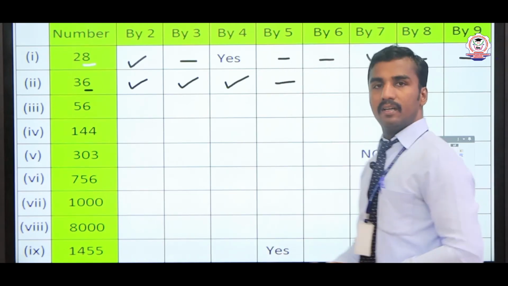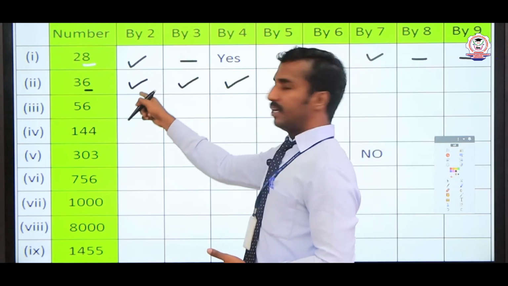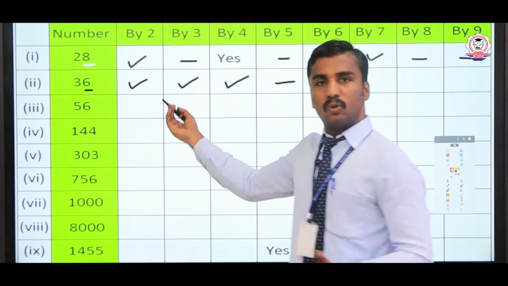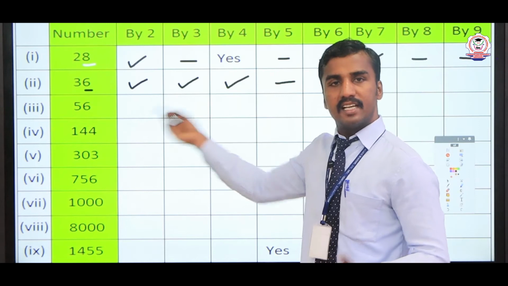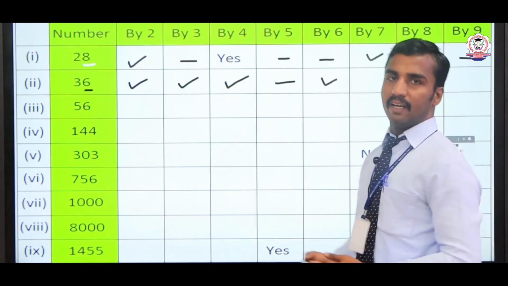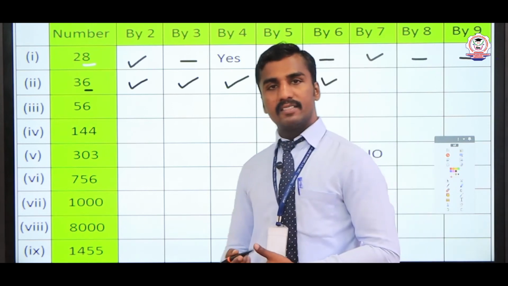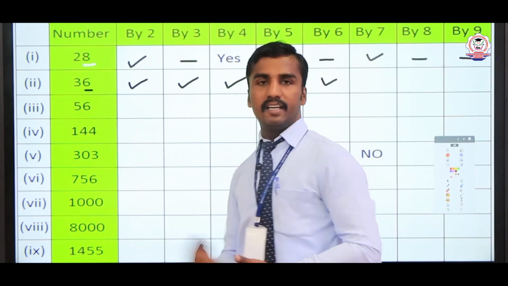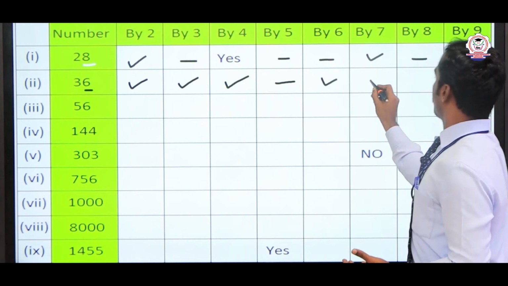Next is the 6 table. For the 6 table, the number must be divisible by 2 and divisible by 3. So 2 conditions are satisfied, so this number is exactly divisible by 6. Next, divisible by 7. 7 fives are 35, 7 sixes are 42, but here we have 36. So it is not divisible.